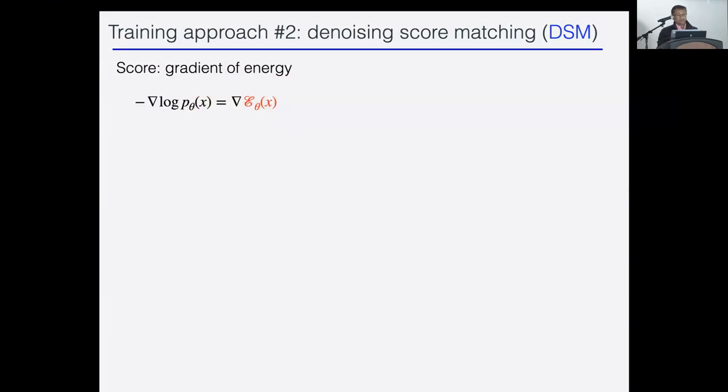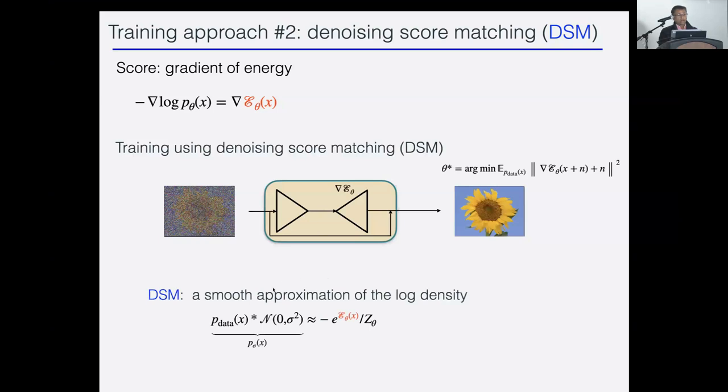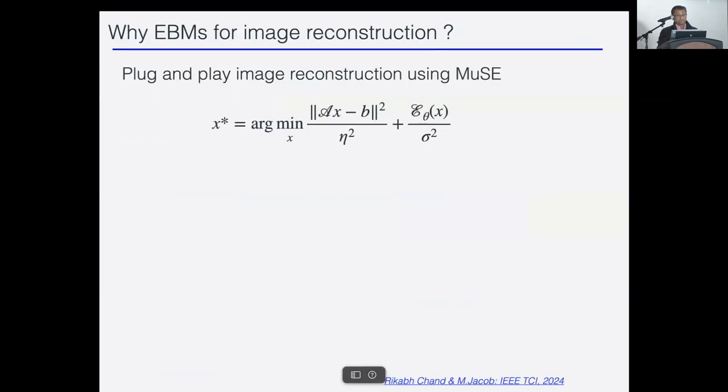One alternative is to train it in a different way. Here we can use denoising score matching, which is widely used in diffusion models. You just try to learn the gradient using denoising score matching. The result says that we learn a smooth approximation of the log density, where sigma is the noise that you add in the denoising task. This is very similar to diffusion models. The only distinction is that the denoiser is a gradient of a potential function. Unlike in diffusion models, you don't constrain it this way.